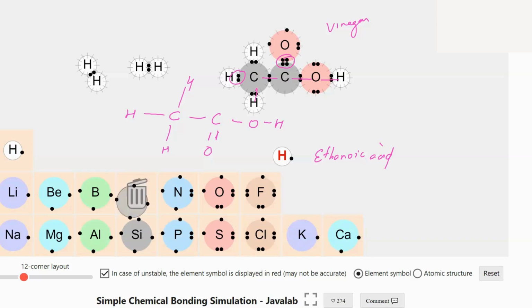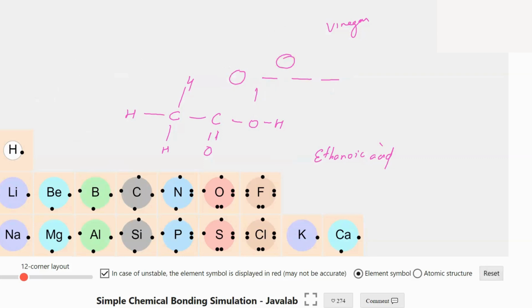So I take carbon dioxide. Okay, let me clear it. I have scribbled too much.